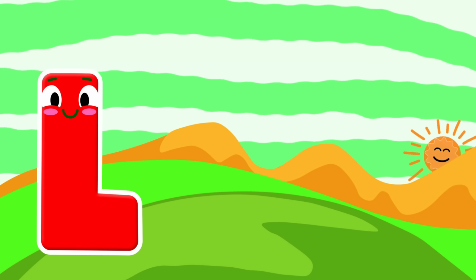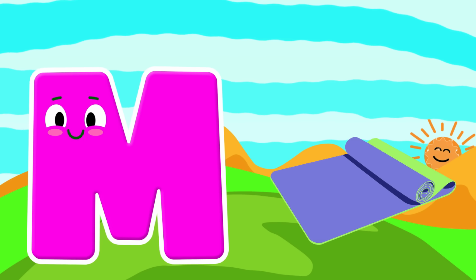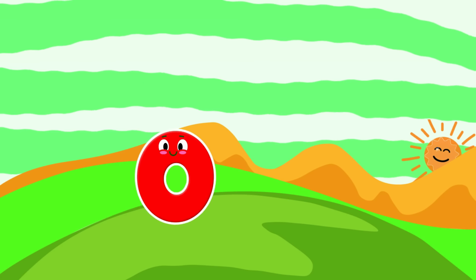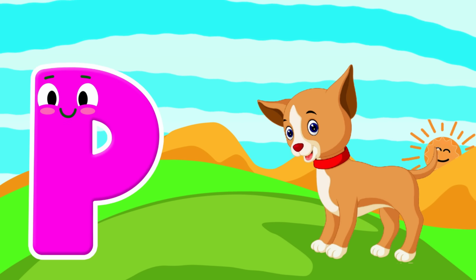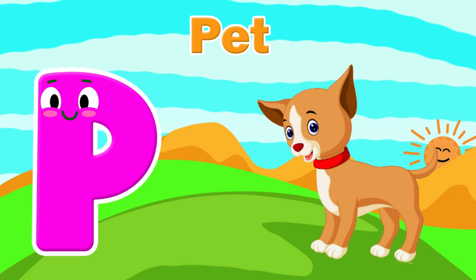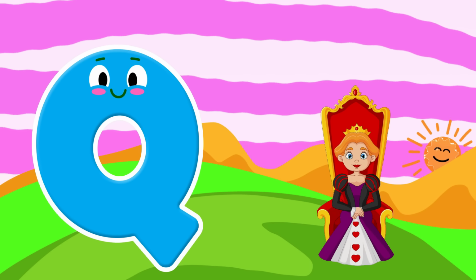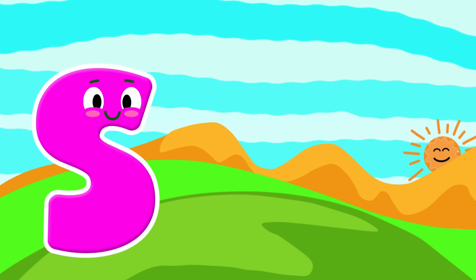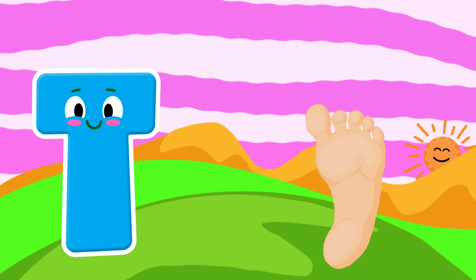K is for kangaroo. Kangaroo. L is for lion. Lion. M is for mat. Mat. N is for net. Net. O is for orange. Orange. P is for pet. Pet. Q is for queen. Queen. R is for rabbit. Rabbit. S is for sun. Sun. T is for toad. Toad.